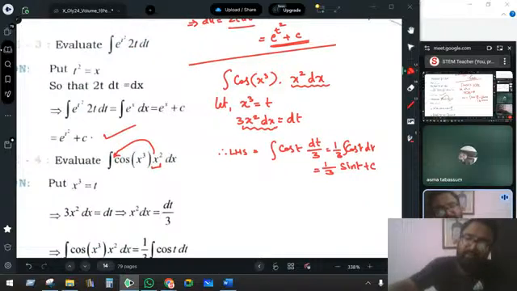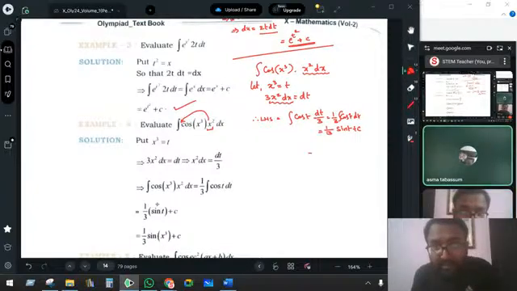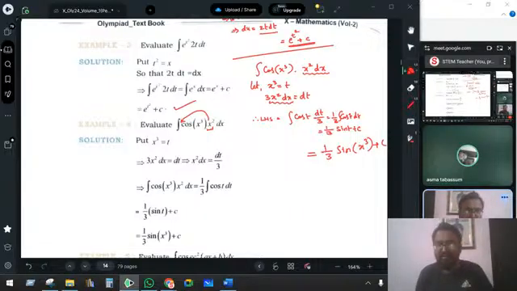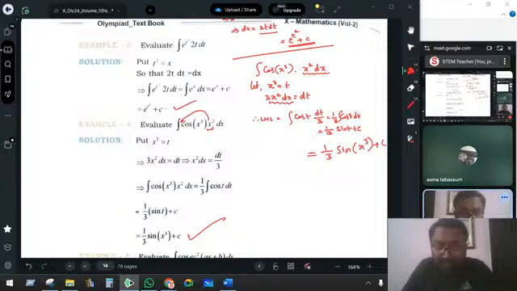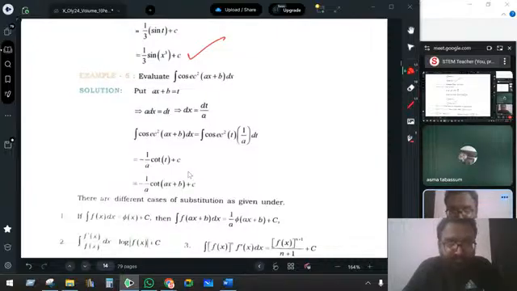1 by 3 sin t plus c. Not just sin t, it is 1 by 3 sin of t, where t is x cube. You have to provide the answer in terms of x only. See, the problem has been given in x, so we can't make our own variables. The final answer must be in terms of x cube. This could be helpful in your 11th board exams also. Conversion back is most important.